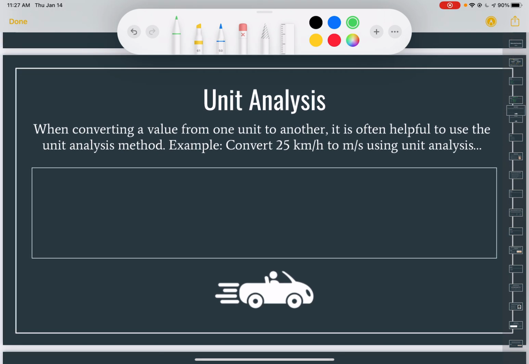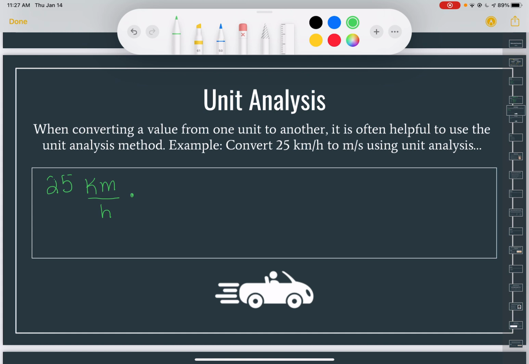This is something that you're going to use from now on, and if you do any more physics, even in Science 20 and 30, we use these conversions, and we'll go over them again, but it's always helpful to understand them now because this is going to help you as we go through this section. So it says convert 25 kilometers per hour to meters per second.